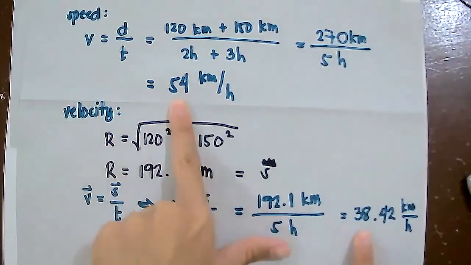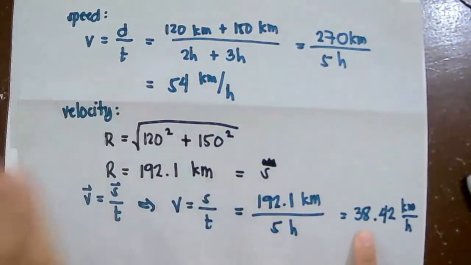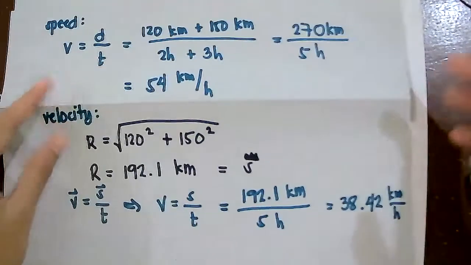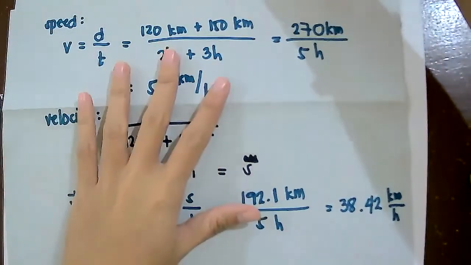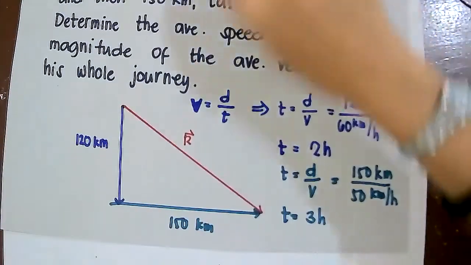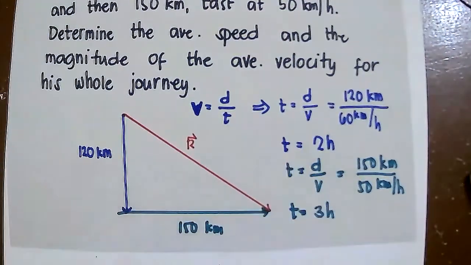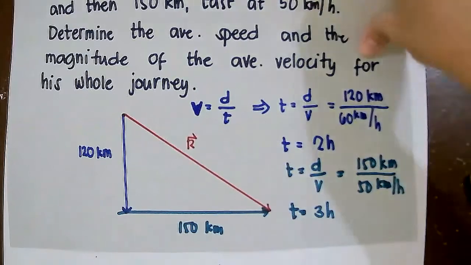And then the velocity is 38.42. So you can observe here na magkaiba si speed and velocity kapag ang illustration natin is not going to the same direction. Okay? So here you just apply your Pythagorean theorem. Now if you want to look for the direction, you can still use your SOHCAHTOA or your inverse tan to get the angle. Tapos yung angle na yun is enough to represent your direction.